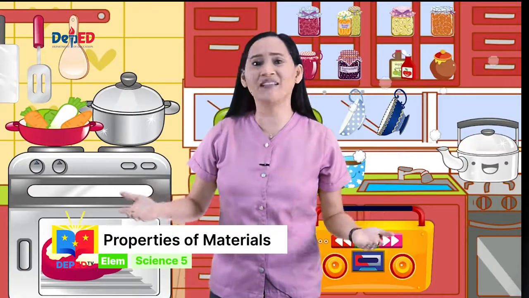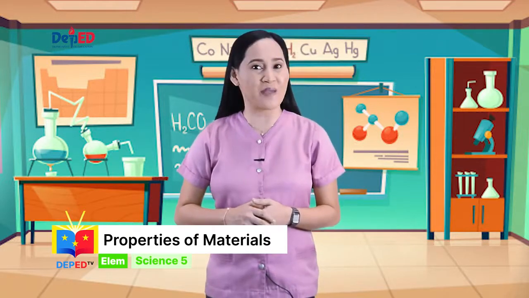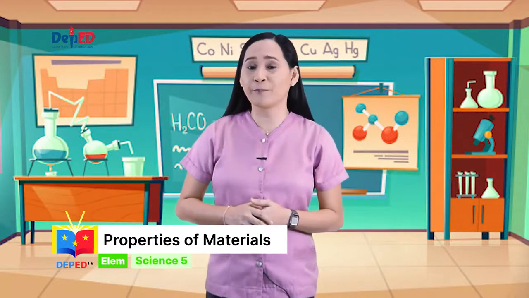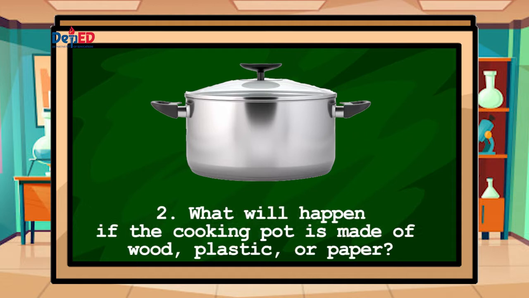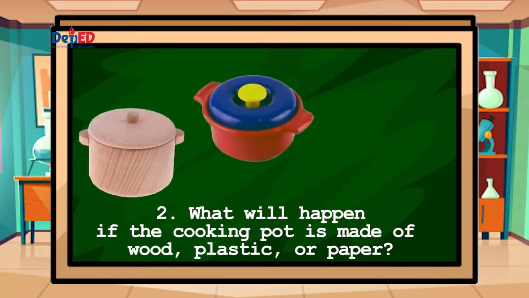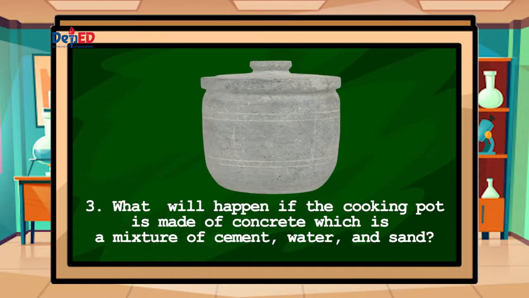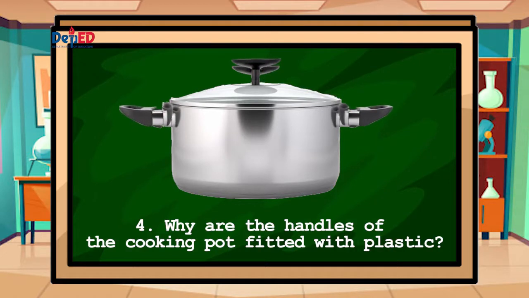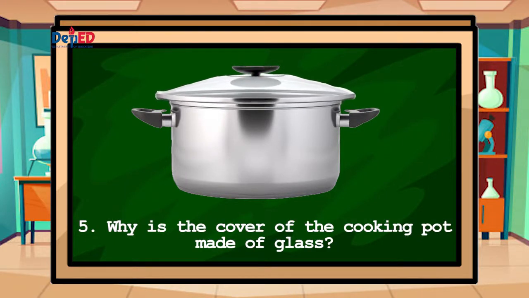Let's go back to our classroom and discuss what we have seen in the kitchen. But before we go to the properties of the materials used in making cooking pots, I'd like you to think of the answers to the following questions. Number 1. Why are most cooking pots made of metal? Number 2. What will happen if the cooking pot is made of wood, plastic, or paper? Number 3. What will happen if the cooking pot is made of concrete, which is a mixture of cement, water, and sand? Number 4. Why are the handles of the cooking pot fitted with plastic? Number 5. Why is the cover of the cooking pot made of glass?